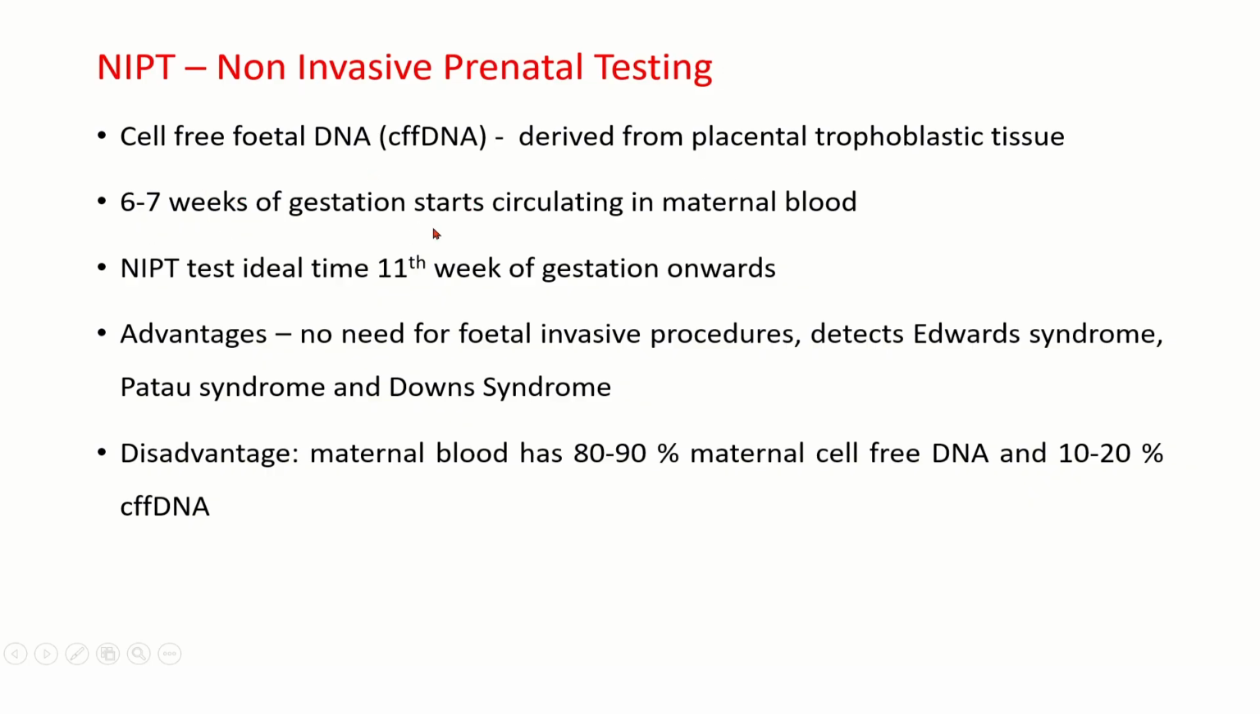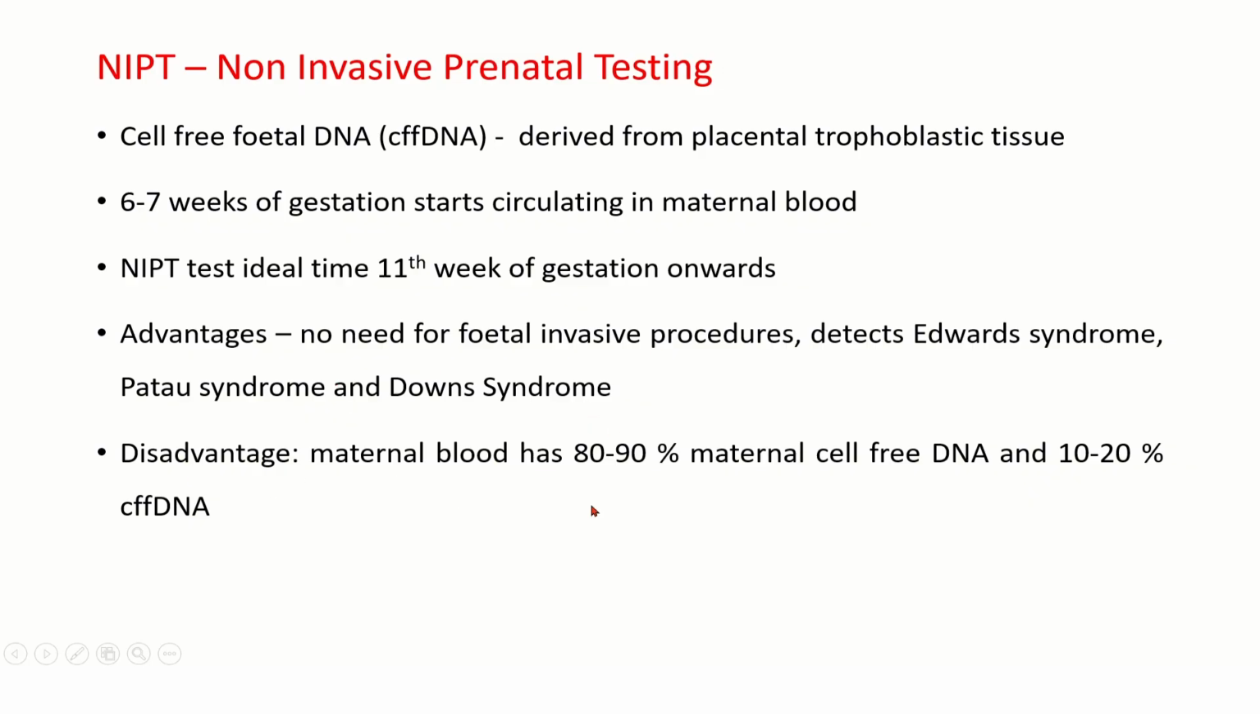6 to 7 weeks of gestation is the ideal age when this cell-free fetal DNA starts circulating in the maternal blood. But if you want to conduct an NIPT successfully, we have to wait up to the 11th week of gestation, because then sufficient quantity can be taken. Advantages: no need for fetal invasive procedures, detects Edwards syndrome, Patau's and Down syndrome because fetal DNA is available.